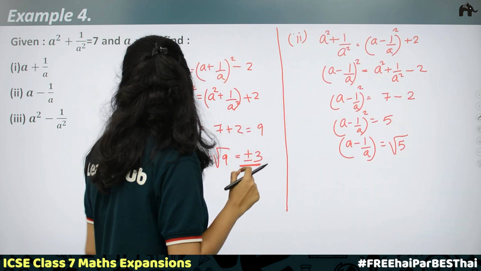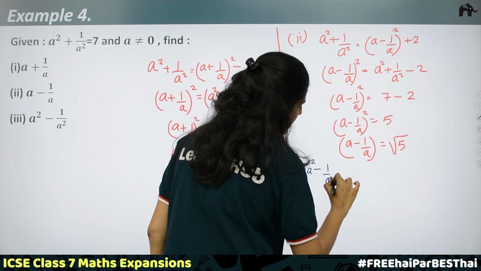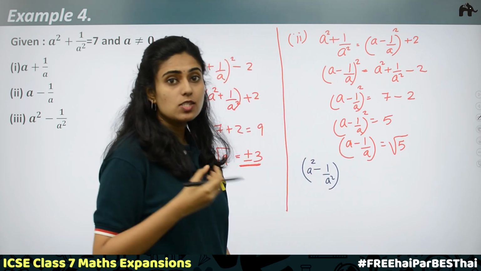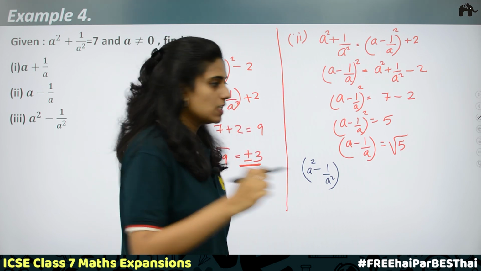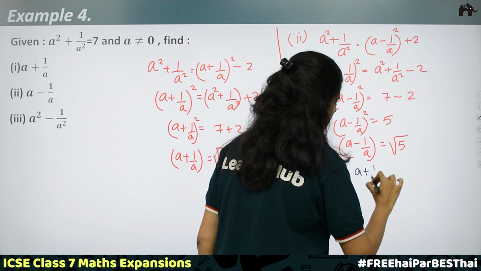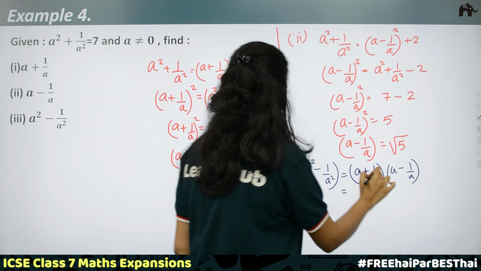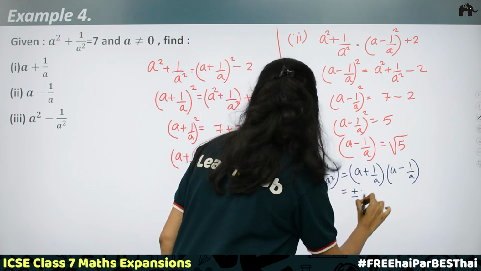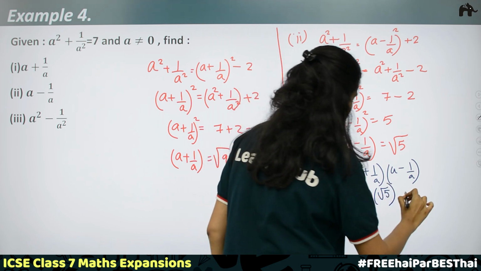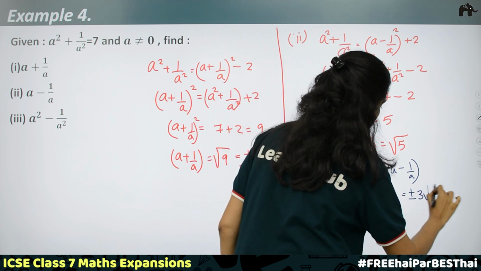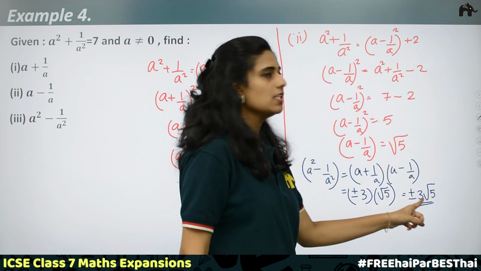Next, third, we have to find a square minus 1 by a square. What is a square minus 1 by a square? This is of the form a square minus b square, and a square minus b square is equal to a plus b into a minus b. So, this becomes equal to a plus 1 by a into a minus 1 by a. And that is a plus 1 by a we got plus or minus 3. And a minus 1 by a is root 5. So, this is equal to plus or minus 3 root 5. A square minus 1 by a square is equal to plus or minus 3 root 5.